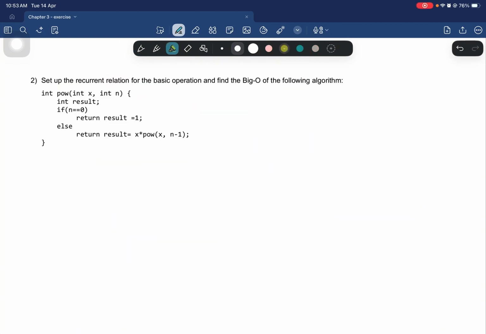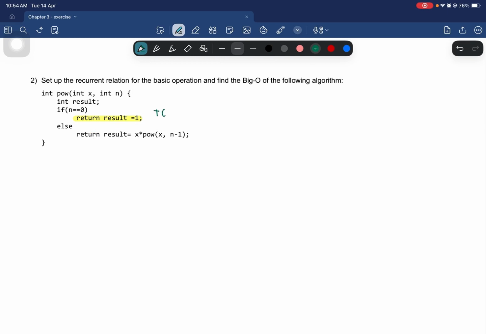Let's move on with question 2. Set up the recurrence relation for the basic operation and find the BO of the following algorithm. Based on this algorithm, this function calculates x to the power of n. If n is 0, it returns 1, which is the base case. Otherwise, it multiplies x with the result of power of x and n minus 1. So each recursive call reduces n by 1 until it reaches 0.